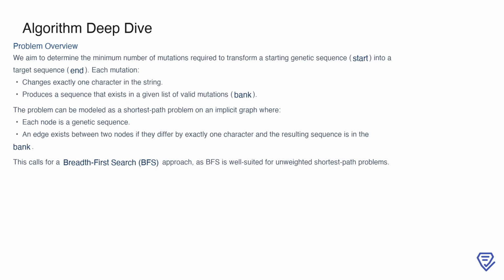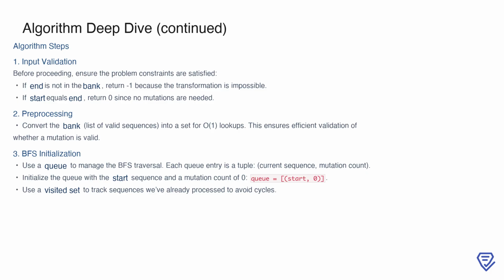To solve this, we use breadth-first search, or BFS, since it is well suited for finding the shortest path in an unweighted graph, which is exactly what this problem models. To begin solving the problem, the first step is input validation. If the target sequence is not in the bank, the transformation is impossible, so we return -1 immediately. Similarly, if the start sequence is the same as the target, no mutations are needed, and we return 0.